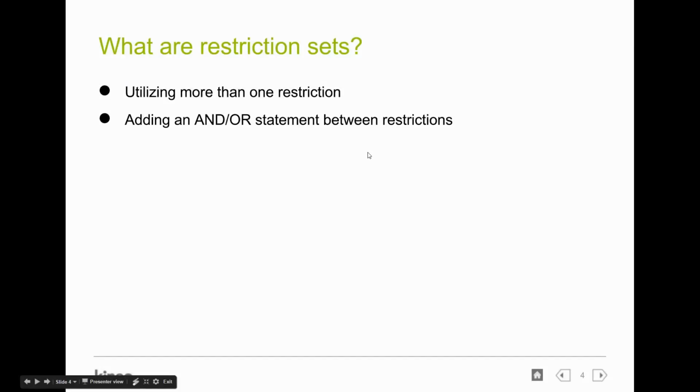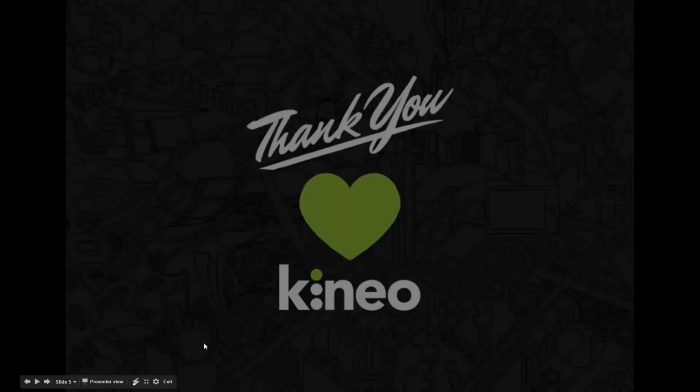So today what we're talking about is restriction sets. Something that you may not be familiar with, but it's basically exactly what it sounds like, using more than one restriction. And you can add and or statements between restrictions. So you might use this as a means to provide access to a particular piece of content inside of a course that you want people to be able to see based on their completion of something else. So let's go ahead and dive in and take a look at what that might look like.